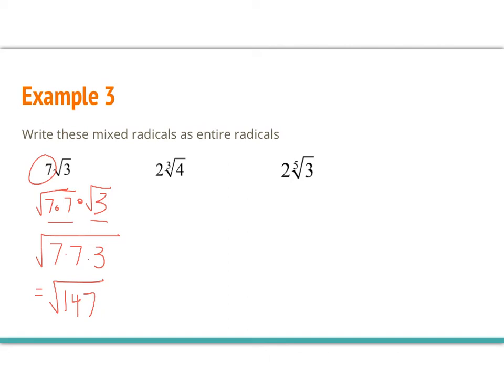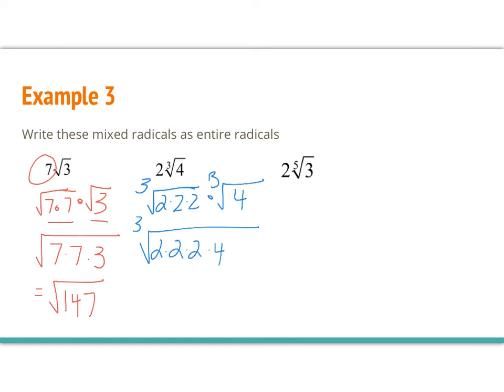So for 2 to remain the same under a cube root, we need to multiply it by itself 3 times. So times the cube root of 4. Putting them all underneath, we'll have 2 times 2 times 2 times 4, which is the cube root of 32. Double check your work, see that the first statement and the last statement are still equal.